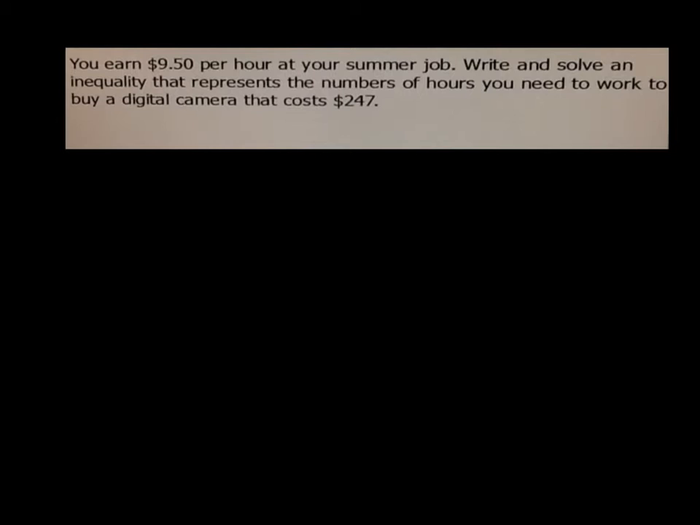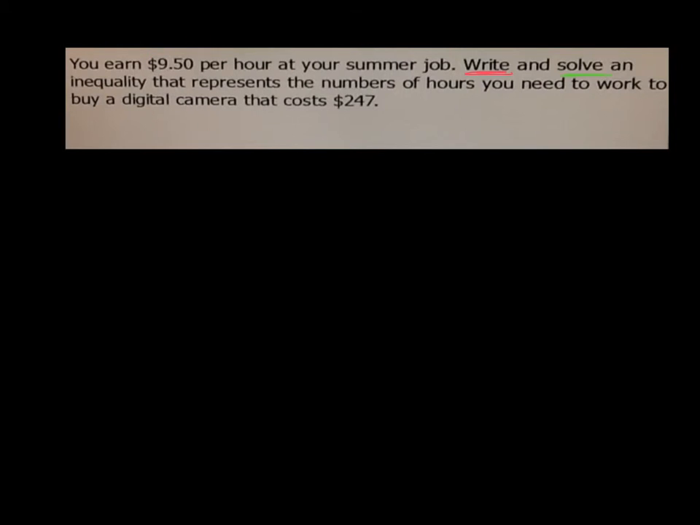Okay, so then we followed up today by working some word problems. So I'm going to work one of those with you now. So it says that we earn $9.50 per hour at our summer job. It's asking me to write an inequality, and then it's also asking me to solve that inequality that represents the number of hours you would need to work to buy a digital camera that costs $247. Okay, so there's a couple of things that are important to us here.